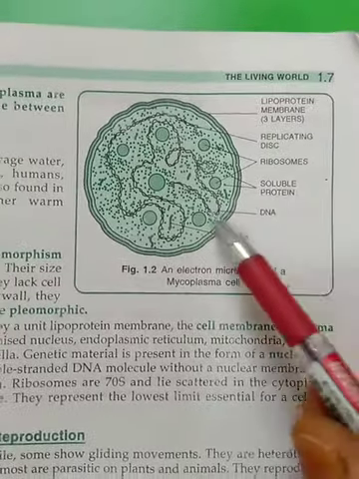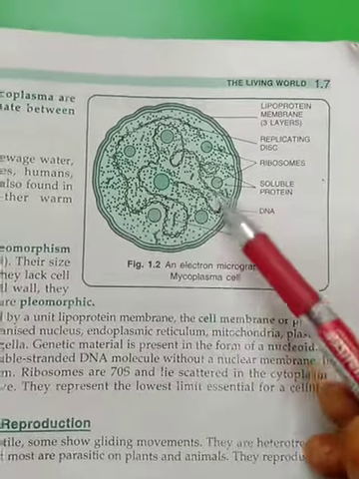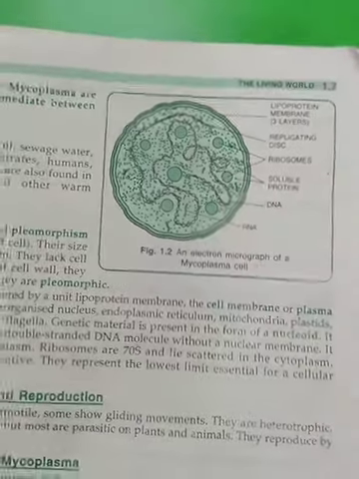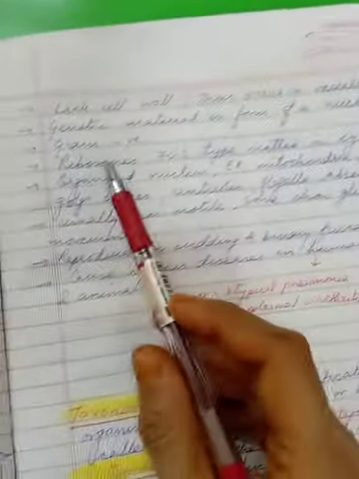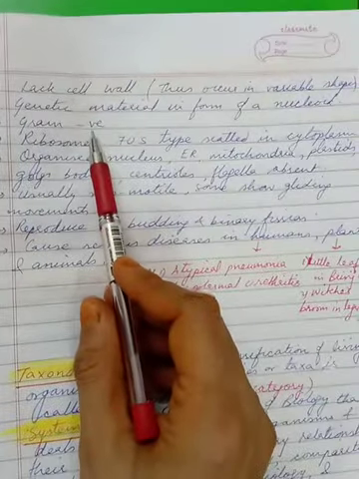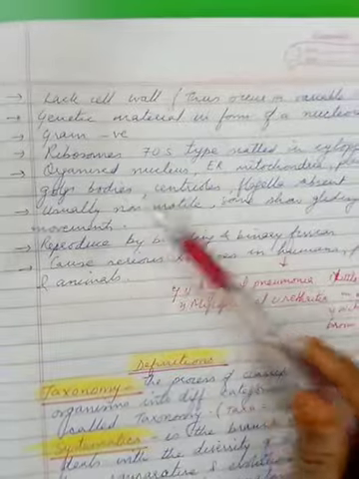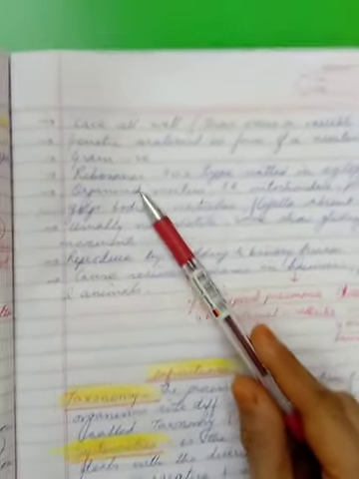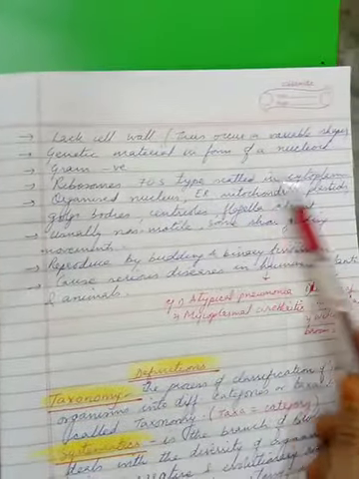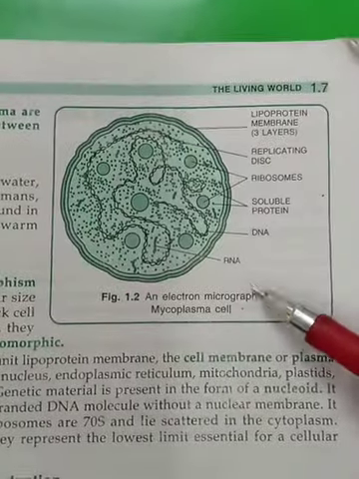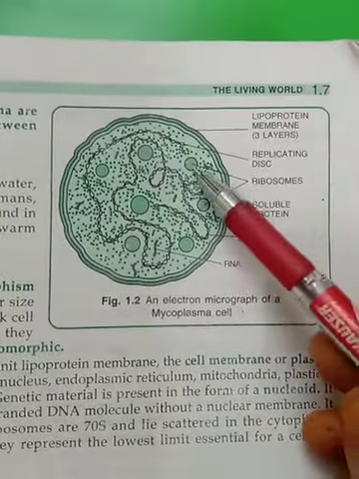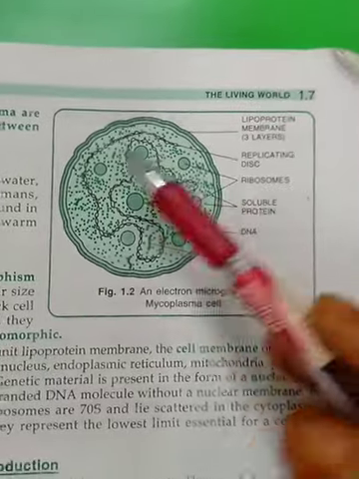If you can see, there's no proper nucleus here, but DNA is just kind of scattered, right? So genetic material is in the form of a nucleoid. They are gram negative. That means with the Christian gram staining, they do not stain in the step there. Then ribosomes are 70S types scattered in the cytoplasm. You can see here the ribosomes, they are all scattered.